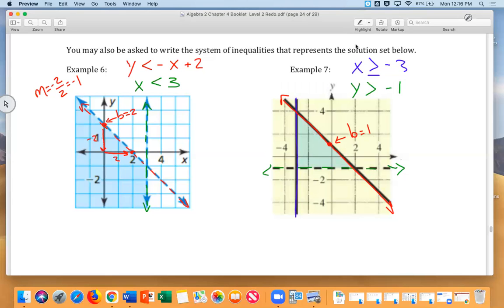Now, Hannah, what would my slope be? You can say I have no idea. Yeah, I have no idea. Okay.